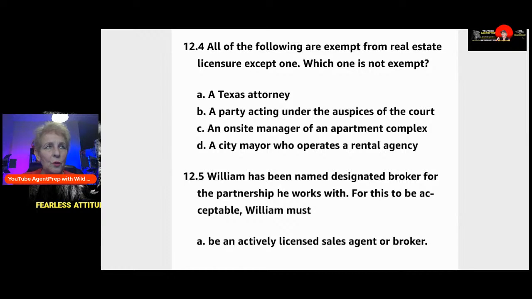So what those of us who have a real estate license do is we help and serve someone else in exchange for what? Financial compensation. So we're actually representing somebody and getting paid. So which one best fits that?